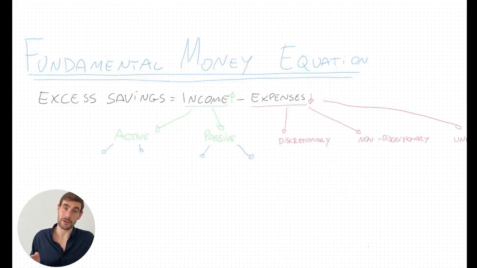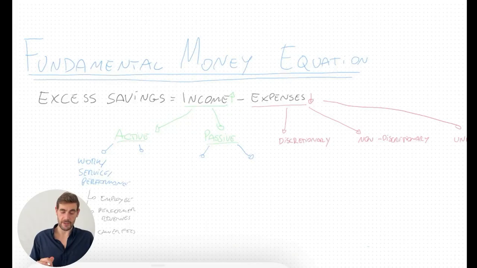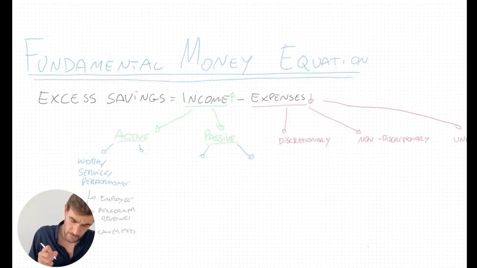In terms of income, there are two different kinds of income. One is the active income and one is the passive income. In terms of the active income, we can consider the first subcategory as the work, service, and performance income. Here is all the income that you receive as an employee or as a performer: employee salary, performer revenues, or, for example, lawyer fees.